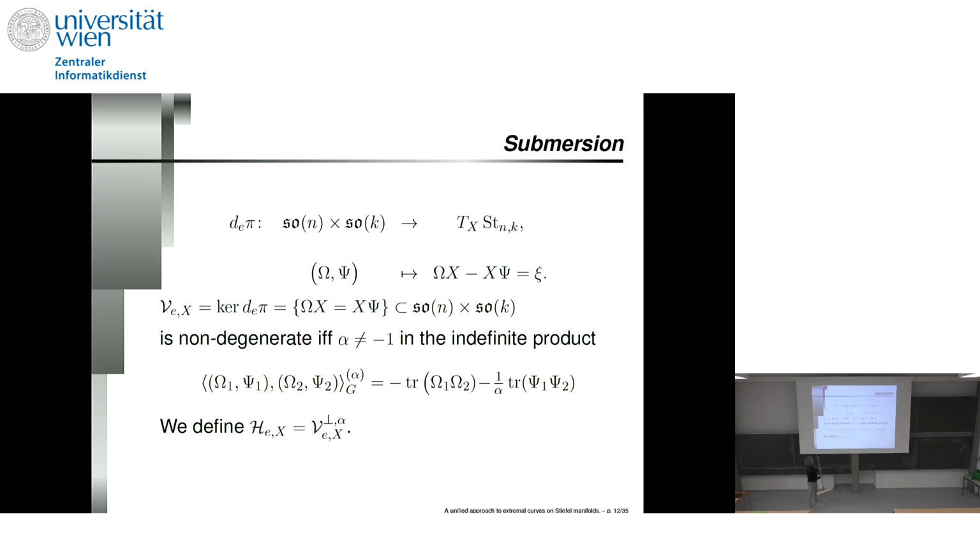Since we have this alpha metric on the Lie algebra, then for that vertical space in the Lie algebra, of course, we can define the orthogonal complement. We have these two vector spaces that are orthogonal, and they are well defined if and only if the metric, this indefinite scalar product, is not degenerate. Then this is a true orthogonal complement, and this happens if alpha is not equal to -1. We will see how this -1 appears later.